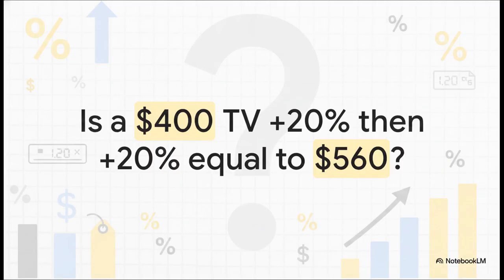Okay, let's dive into this with a scenario that honestly trips up so many people. Picture this. You're looking at a new TV that originally goes for $400. The store bumps the price up by 20%. But then, a couple weeks later, they hike that new price by another 20%. Now, your brain probably jumps straight to, well, 20 plus 20 is 40, and 40% of 400 is 160, so it's $560, right? Well, hang on to that thought, because we're going to see why that perfectly logical sounding answer is actually a complete mathematical myth.